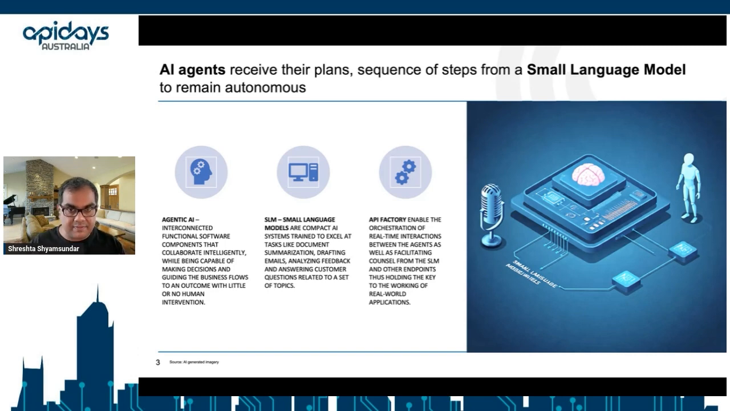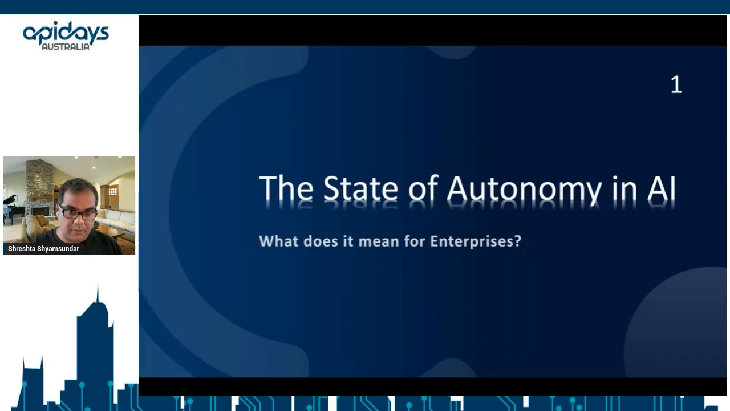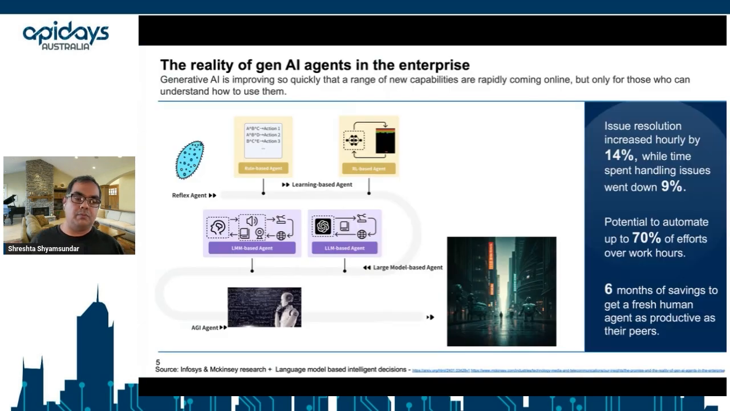So now that we have somewhat of an understanding of these components, it's important to know what sort of agents do occupy our enterprise today, right? So what is the state of autonomy? So we see that generative AI is really improving quickly, and there are new capabilities coming every other day. But it's important to necessarily understand how to grapple with them and how to use them in a given context.